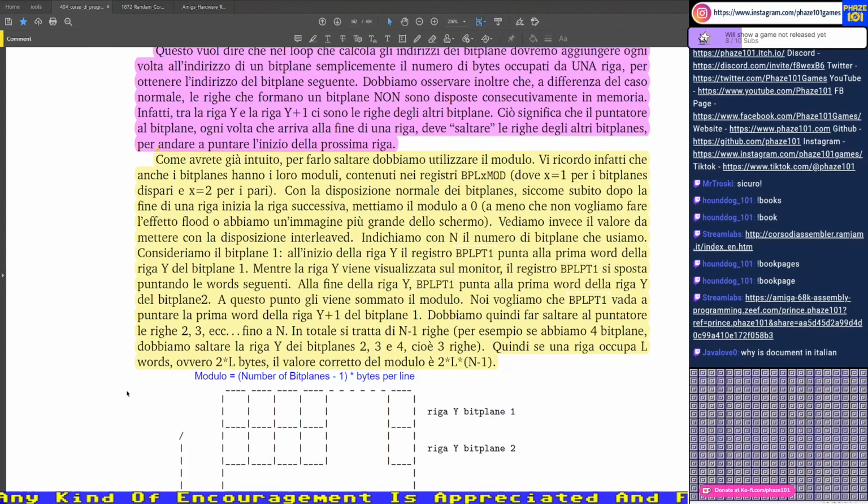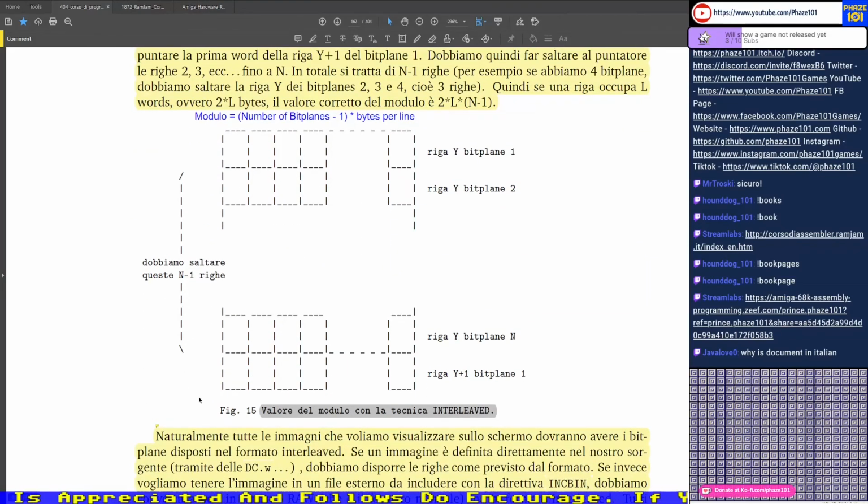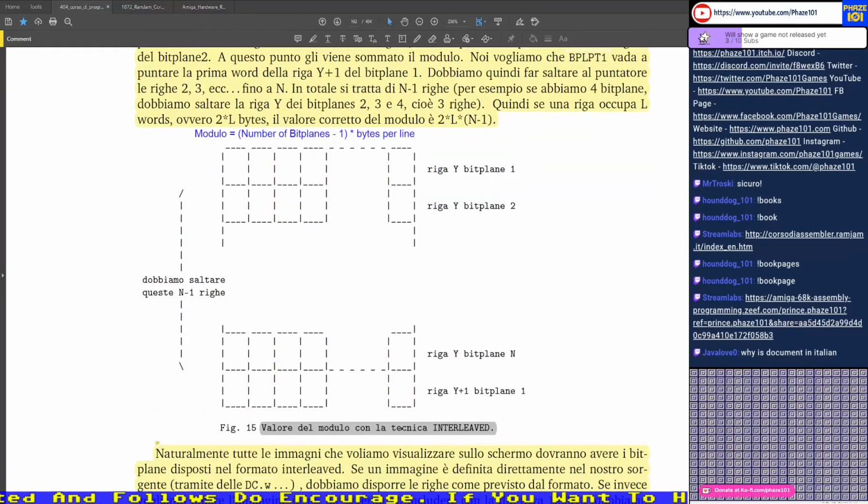Of course, the code we will have to do next week, because this is where I finished yesterday, I made a note.